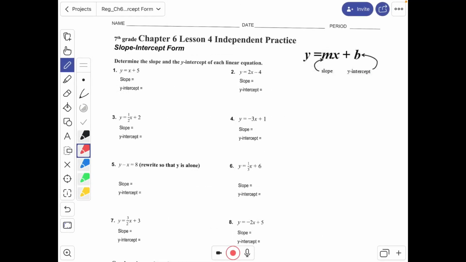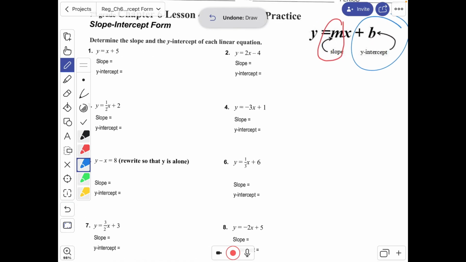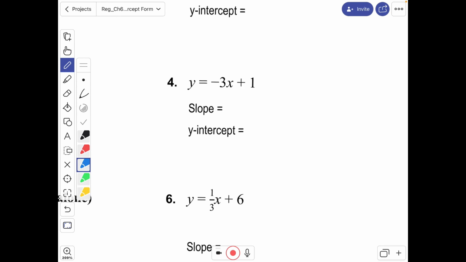Let's look at some of the problems that you're going to do by yourself. On each equation, you're going to identify the slope and the y-intercept. Let's look at maybe number 4 here. The number being multiplied by x is the slope, so that's -3. And the y-intercept is the number by itself, so that's 1.